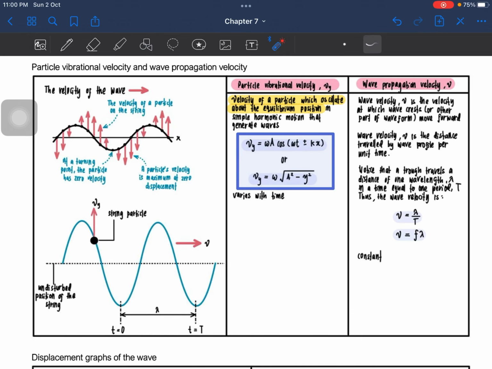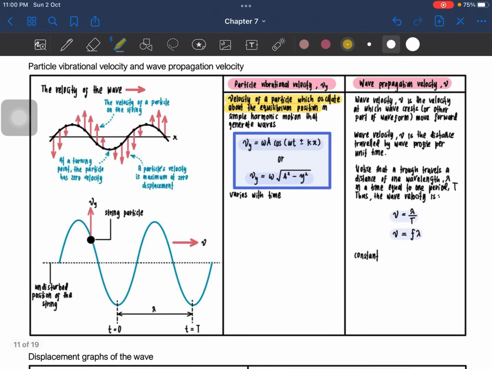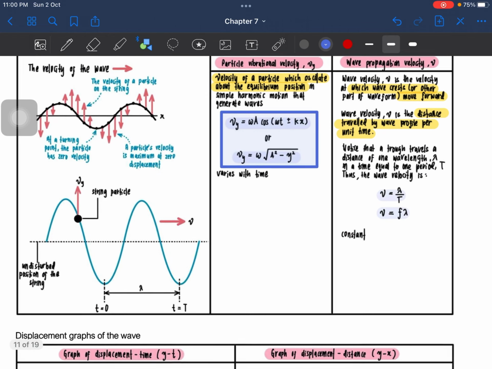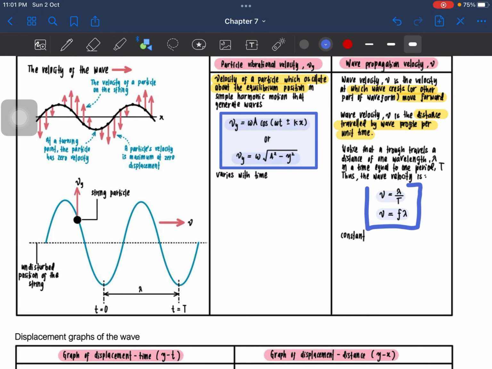Untuk wave propagation velocity, wave velocity ni adalah the velocity at which the wave crest ataupun other part of the waveform move forward. Okay, dia bergerak ke depan. So, wave velocity ni adalah the distance traveled by the wave profile per unit time. So, notice that a trough travels a distance of 1 wavelength in a time equal to 1 period. So, formula untuk wave propagation velocity ni is the one shown here.